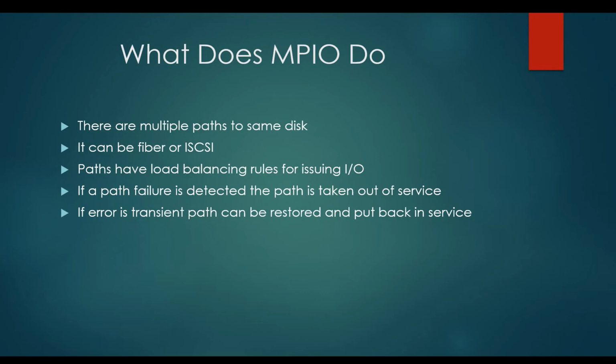If a path failure is detected, the path is taken out of service. It depends on the error. There is a part of the MPIO subsystem called the DSM, which we'll talk about in a moment. The DSM will determine if the error is severe enough that the path should be taken out of service. So if a path failure is detected, the path is taken out of service and IO continues on the remaining paths. And like I mentioned before, if the error is transient, the path can be restored and put back into service again, and IO resumes over all paths.